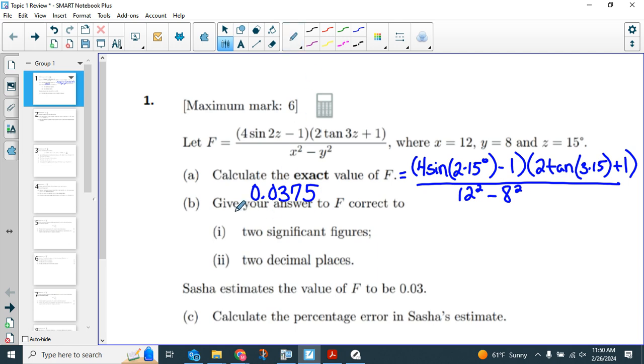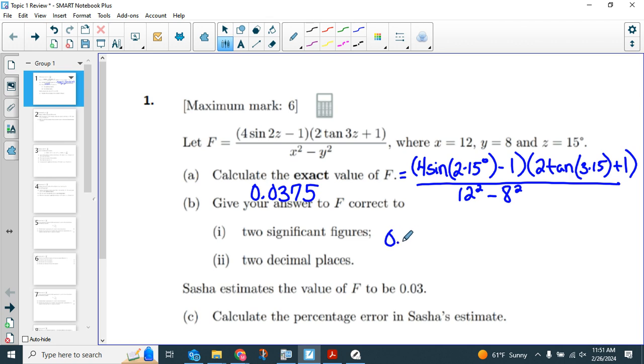Okay. So now give your answer to f correct to 2 significant figures. Remember, zeros out front don't count. So 3 is my first significant figure, 7 is my second significant figure, so I'm rounding to this place here. Because the number after it is a 5 or higher, I will round that up to an 8.